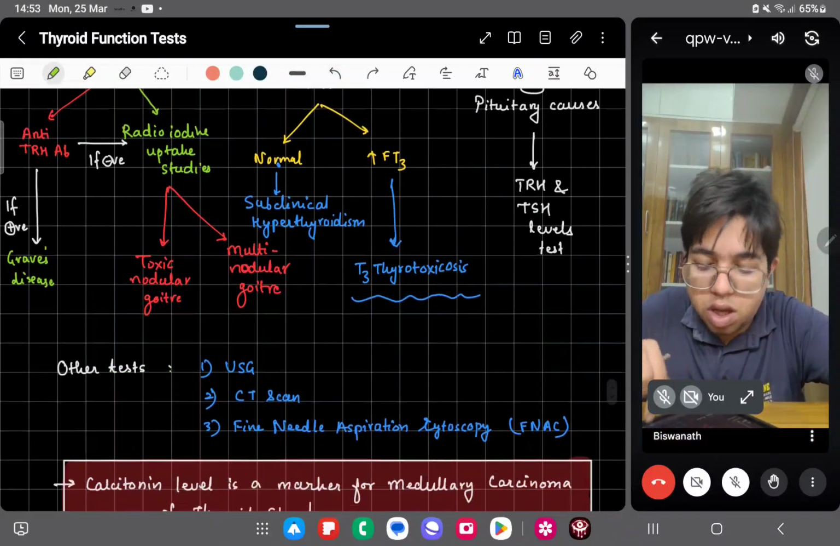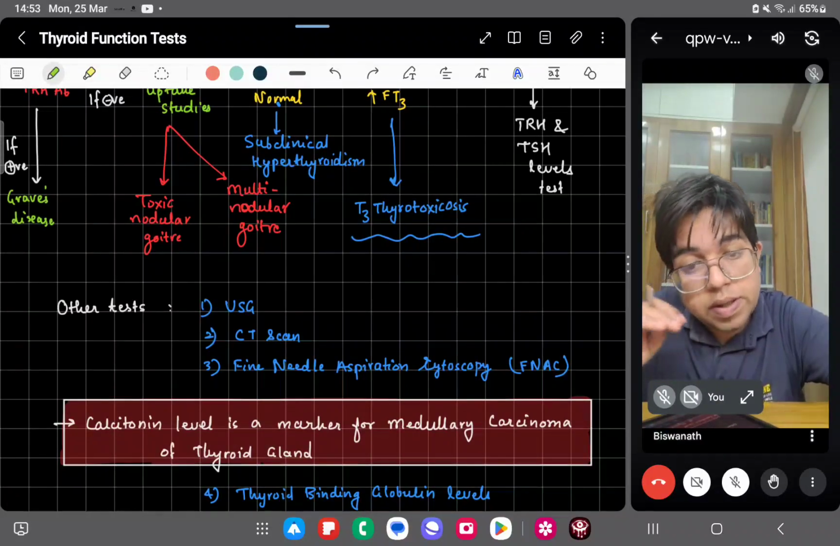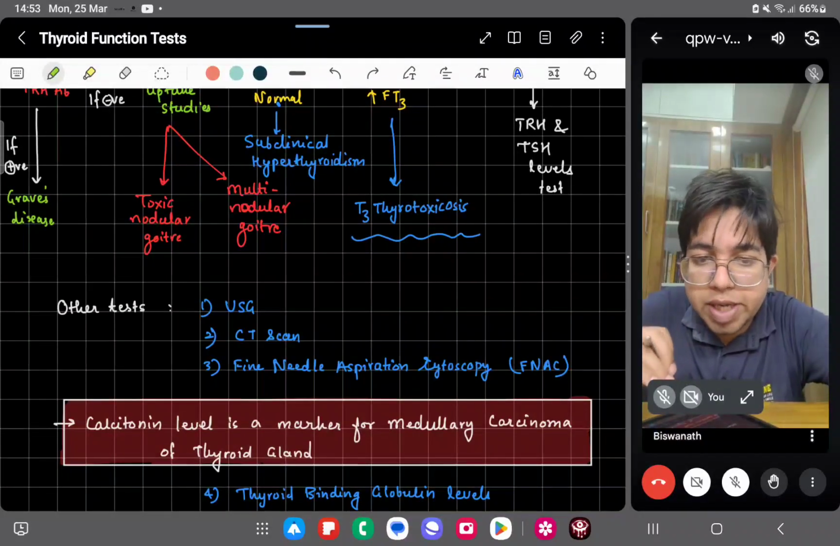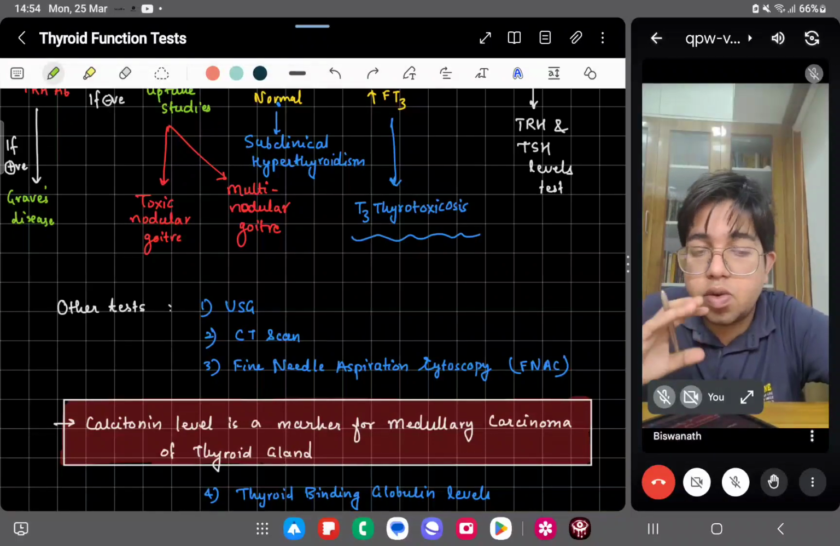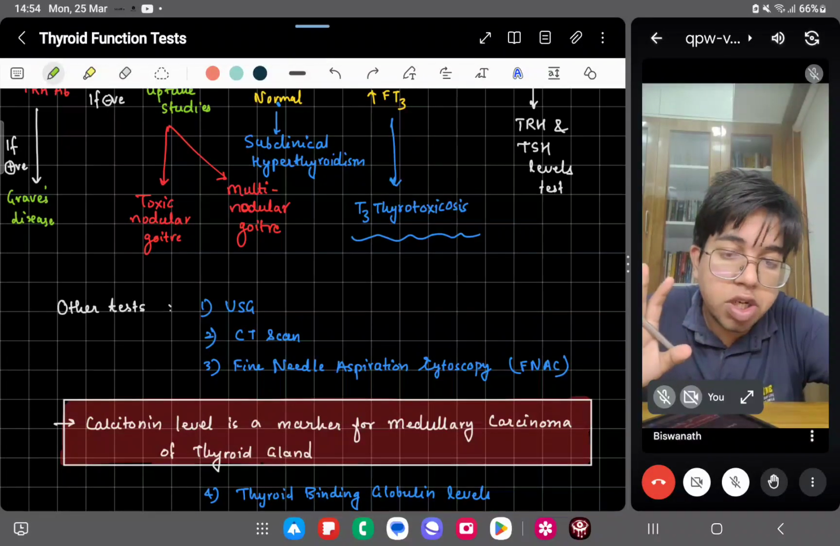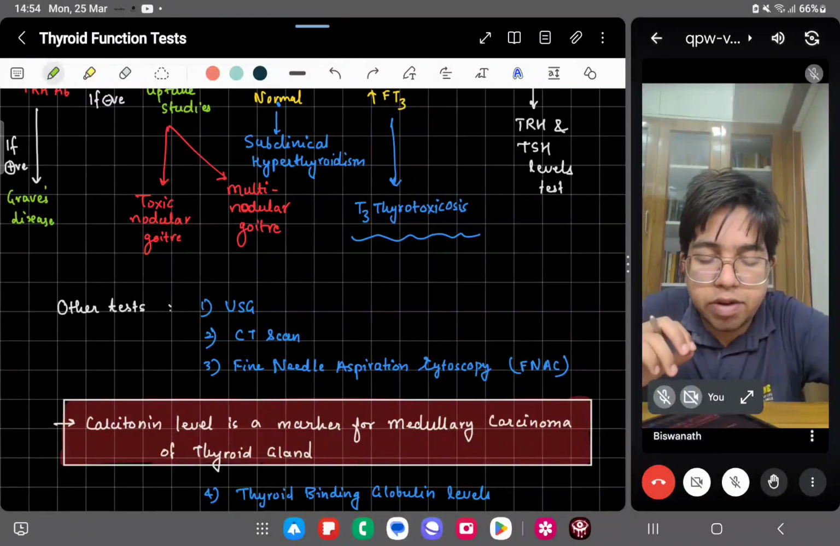So it is a bit complicated procedure. You have to set the algorithm in your mind of what to prescribe and when. You can't prescribe all these tests to a patient. It will be very costly for him to test all this. You have to be economical with the patient.